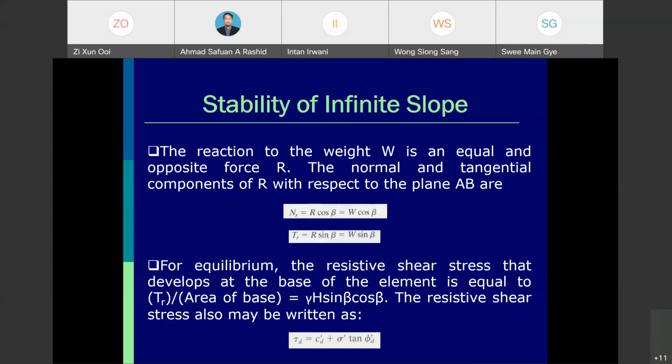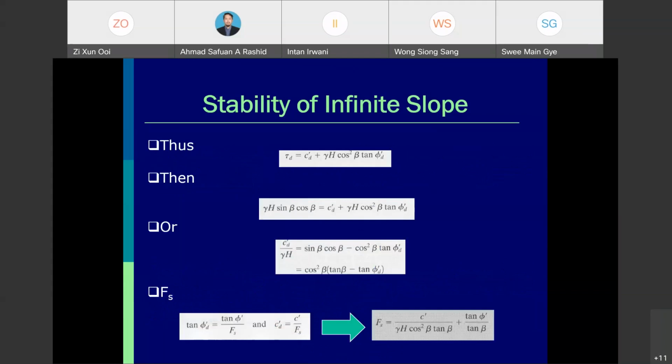The resistive shear stress also may be written as tau d equals cd plus sigma tangent phi d. So this is the one that I have told you previously, where they express the shear stress in the Mohr-Coulomb equation. And they can also express the resisting shear stress by using the equation that we have derived previously. So we have two equations there.